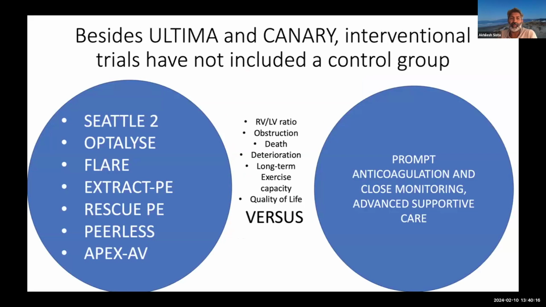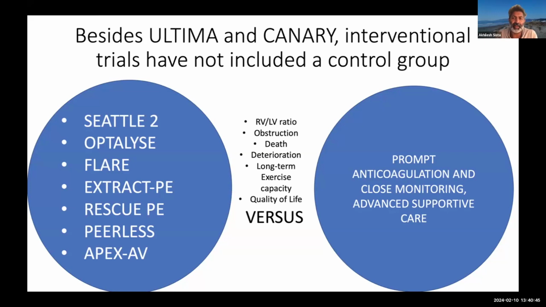Ultima was followed by one other randomized trial that was conducted in, I believe, Turkey, called the Canary trial, and 94 participants were randomized into that trial before it was stopped due to the pandemic. And it pretty much showed similar findings to the Ultima trial, which is a gross oversimplification, but overall, that was the message that was obtained from Canary. But besides Ultima and Canary, interventional trials for intermediate risk PE have not included a control group.